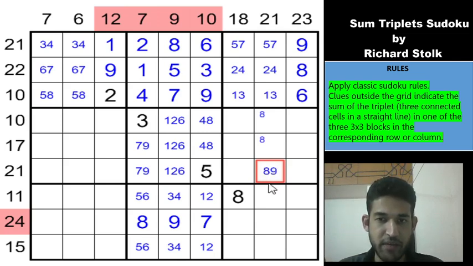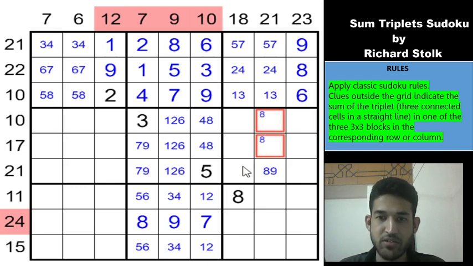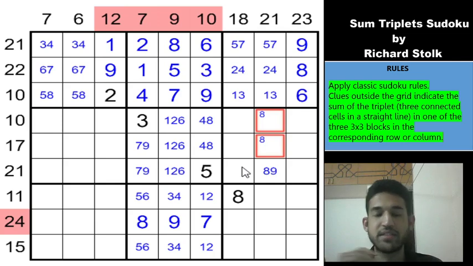So can the 8 be possible? So these 2 cells and these 2 cells will sum up to 13. 4, 9 and 6 and 7. Okay, that seems to be an option.